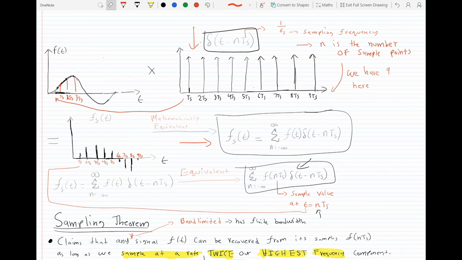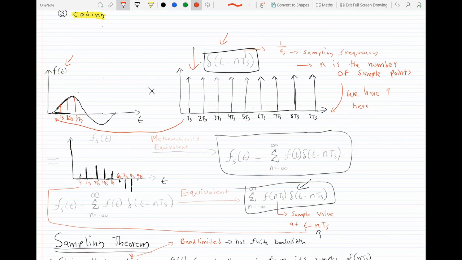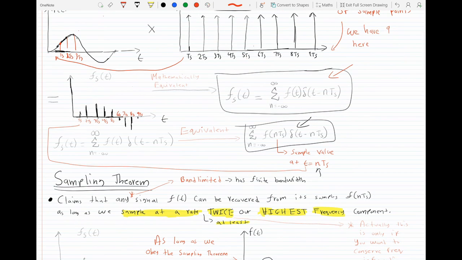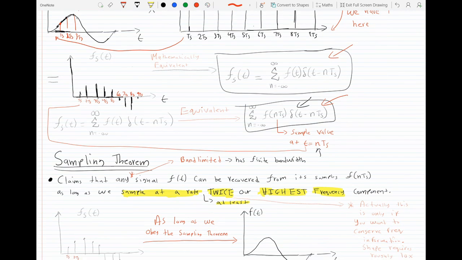And this is very simple, right? We are just taking f of t and we are multiplying it by a periodic pulse train. And we will get this. Now, this is actually also equivalent to this statement. And in this statement all we did was we realized that this is not continuous.